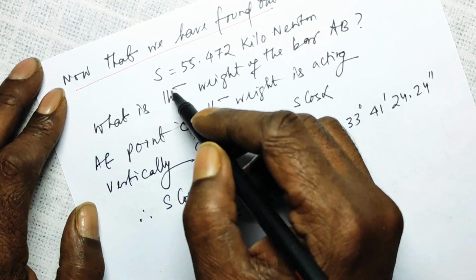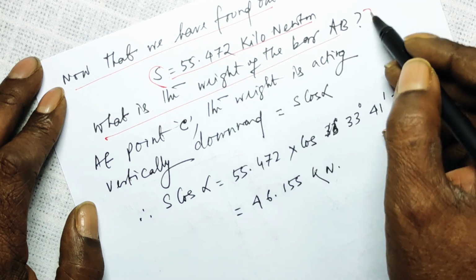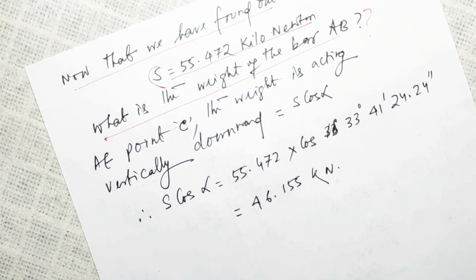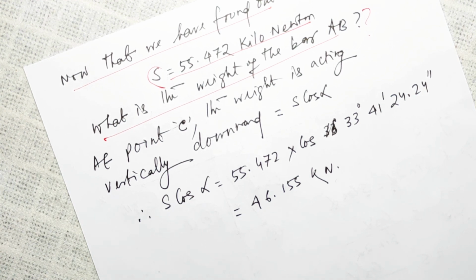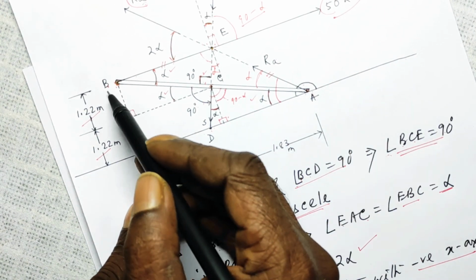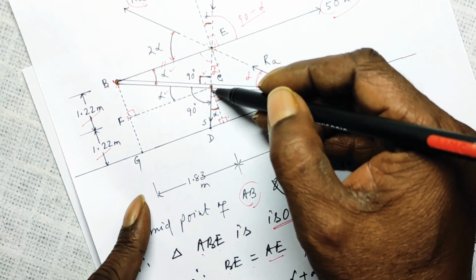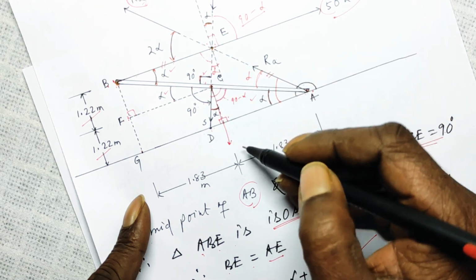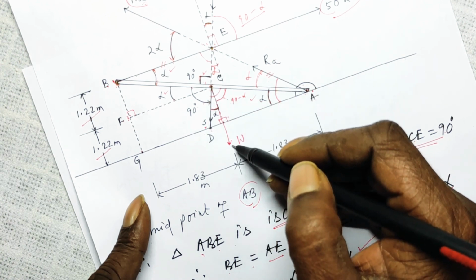Now that we have found out S in kilonewton, the question is, what is the weight of the bar? Otherwise, if it doesn't have any weight, then how is there an axial force developed in the strut CD, right? If you look at the original diagram, the diagram that I have redrawn here, the bar AB, this is the central point of the bar AB. From here, the weight must be acting vertically downward, W, and which component of S is along this line?